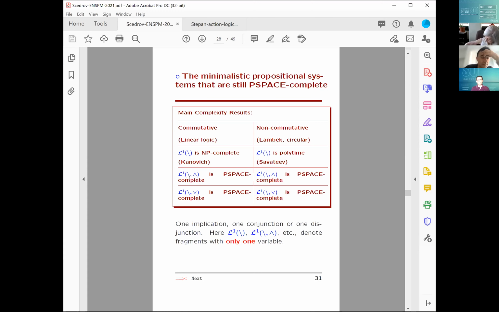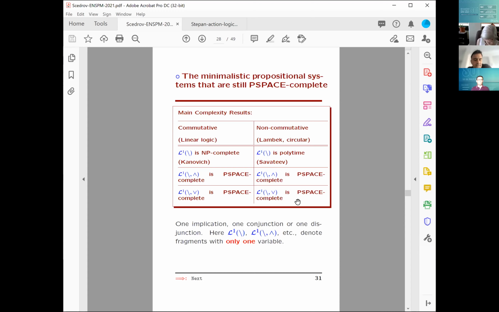If you add conjunction for the commutative case, this is PSPACE-complete, either for conjunction or disjunction. This follows from my own work from 1990 with Lincoln, Mitchell and Shankar. If you just allow these two connectives, you still get PSPACE-completeness, even in the non-commutative case.